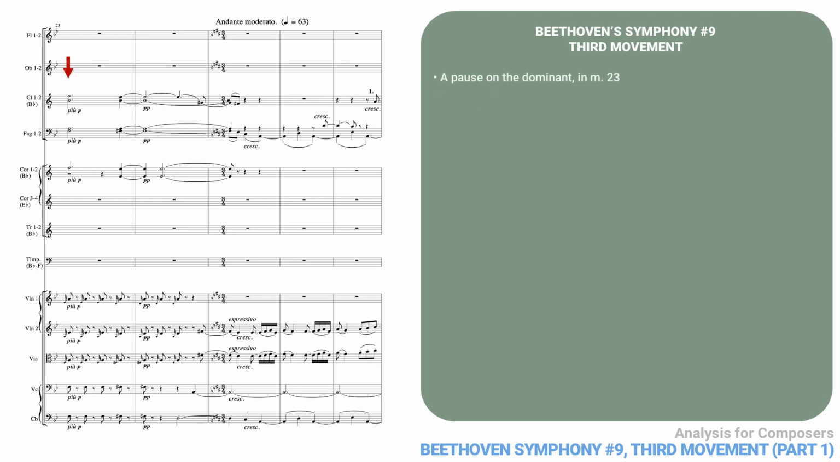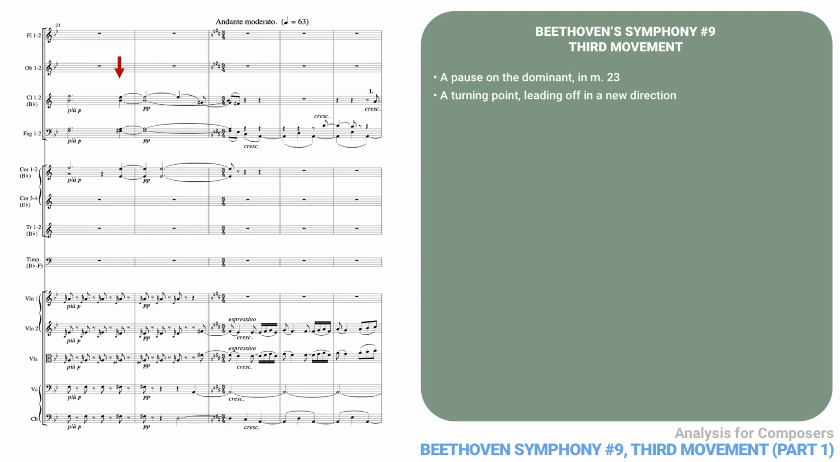Now we arrive at a pause on the dominant in measure 23. We expect a tonic resolution, but that isn't what happens. Instead, Beethoven uses the expected cadence as a turning point, leading off in a new direction. The surprise arrives on the fourth beat of the bar, which also adds a bit to the suspense.